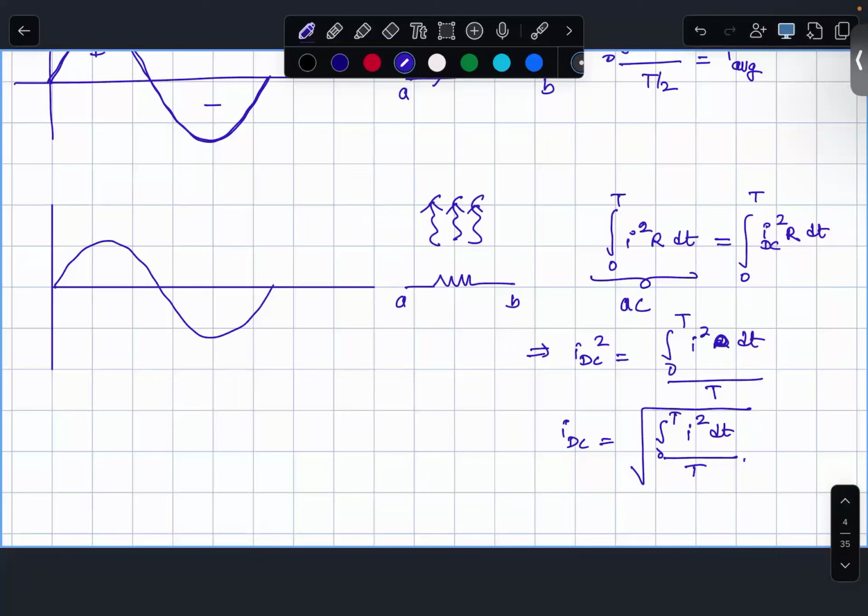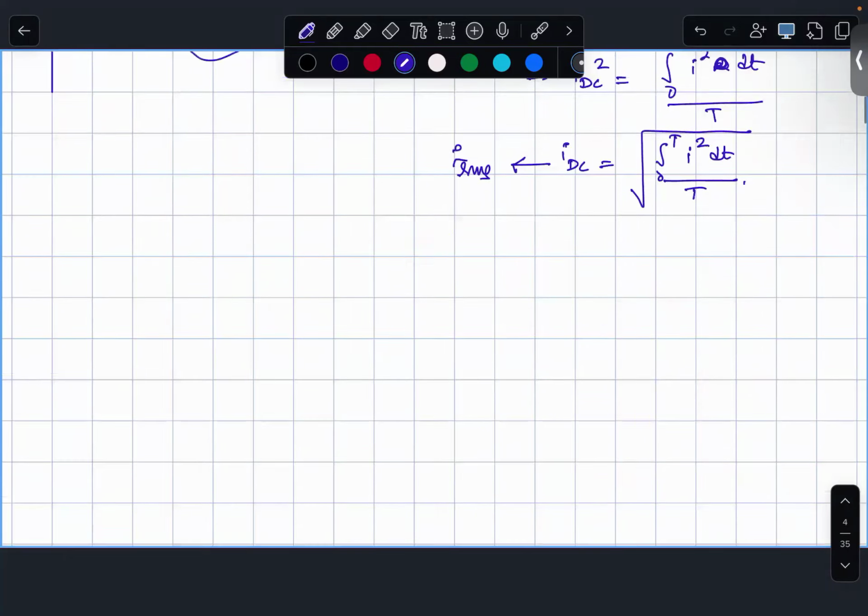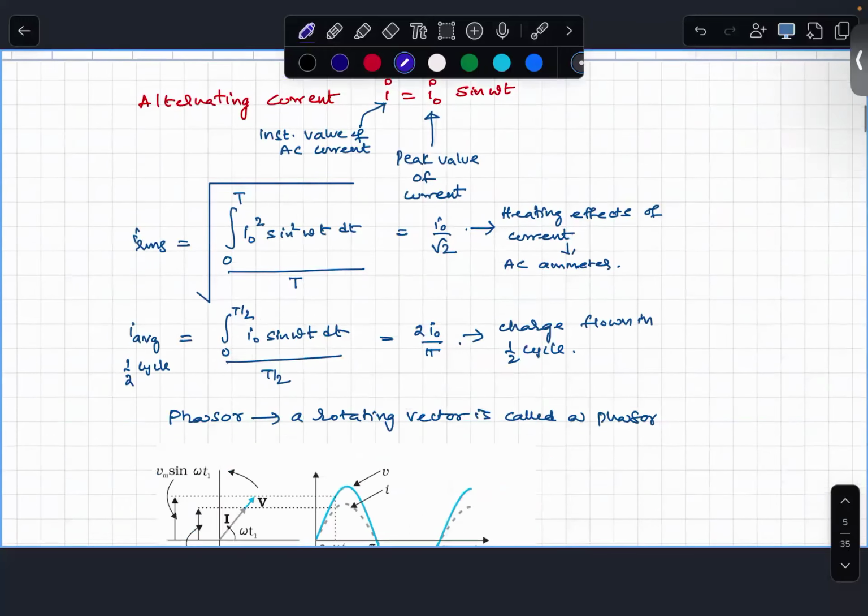So such a current, this is not IDC, undoubtedly. This equivalent DC current is what we will call RMS. Honestly speaking, RMS is to be taken over n number of cycles. So when I'm speaking about an AC current, I will speak now about 4 different currents. One, instantaneous current.